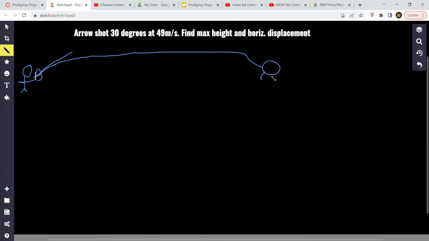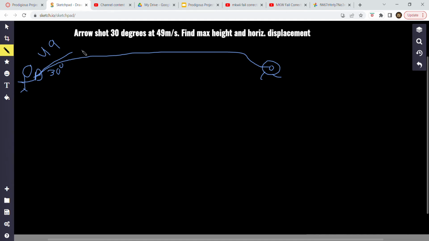Let's just say that's the target. He gets a bullseye because he's good. And so the target's the same height. So from what we know, this is 30 degrees, 27 degrees. I mean, no. Let me just undo that. 49. I was thinking about the last problem that I just did.